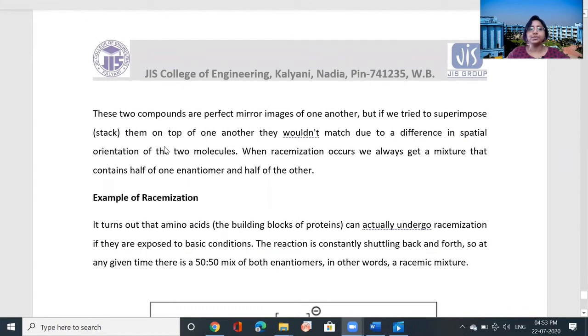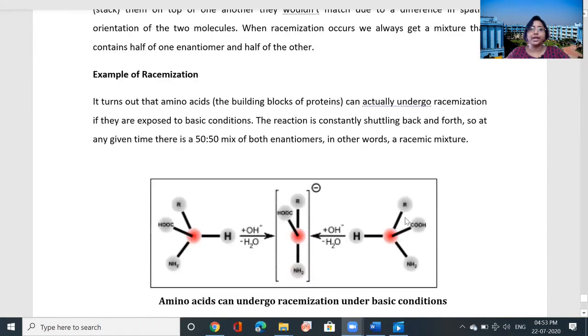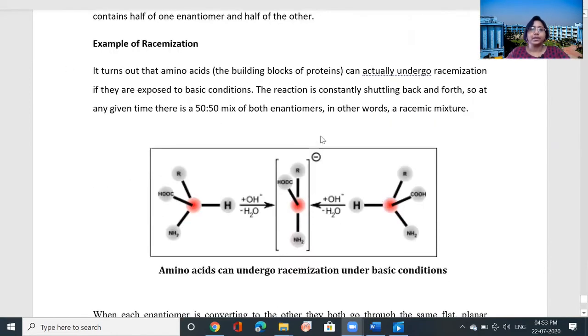So you have understood that these two compounds are perfect mirror images of one another, that they are the enantiomers, but if we try to superimpose them, they will not. Okay, so for example, the amino acids, the building blocks of protein of our body structure, can actually undergo racemization if they are exposed to basic condition.